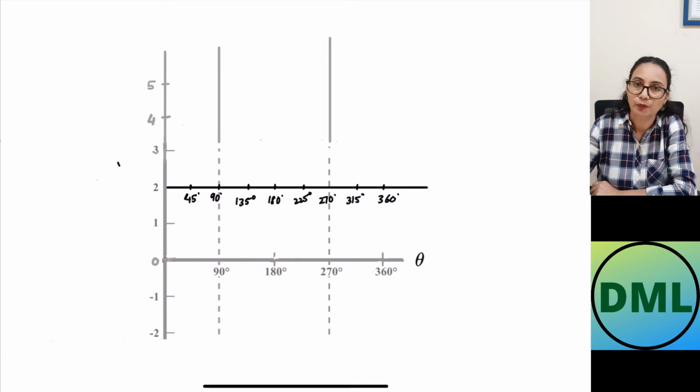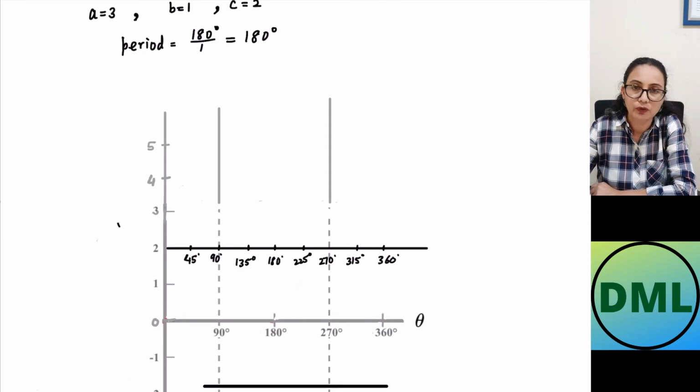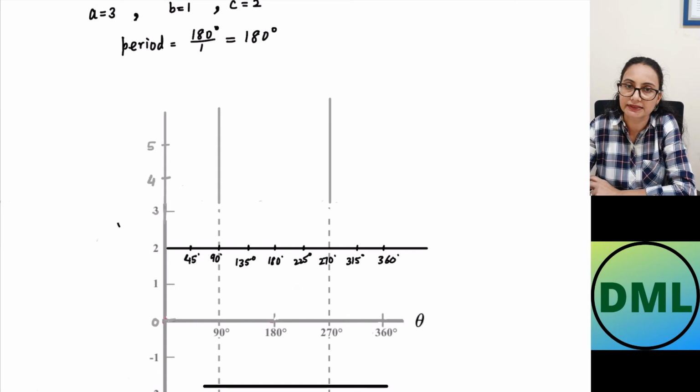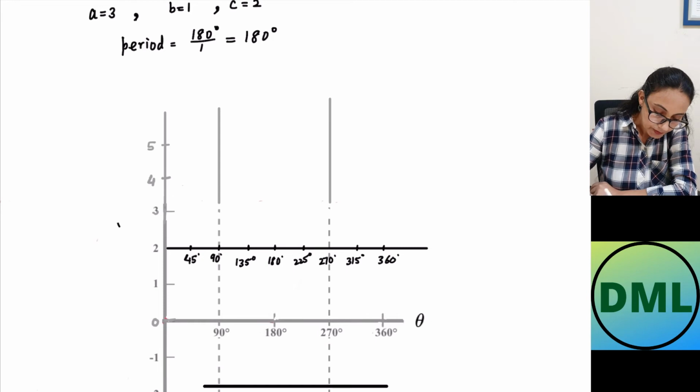Now I need to plot my graph. So we have amplitude 3. That means it will go 3 units above the axis and 3 units below the axis. What is our axis? Our axis is at 2. As you can see, I have plotted the axis here. So from the axis, it will go 3 units above the axis and 3 units below the axis. So let's plot it. At 45 degree, my amplitude is 3, so it will touch here.